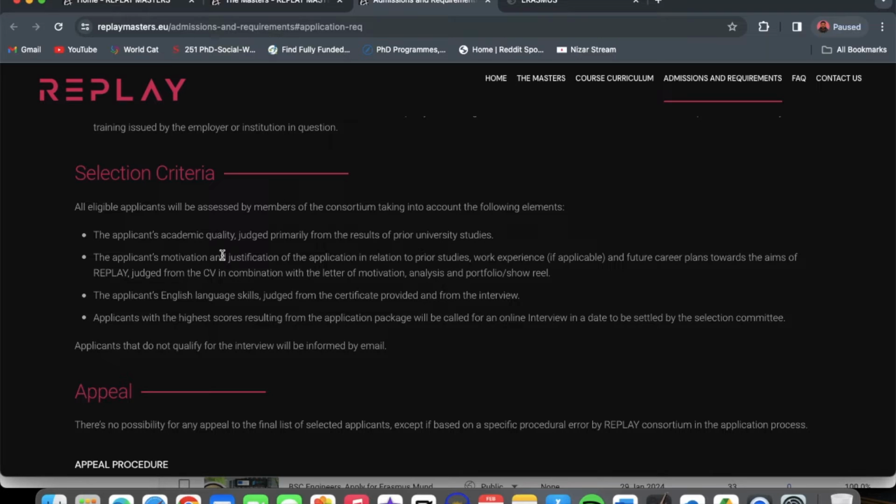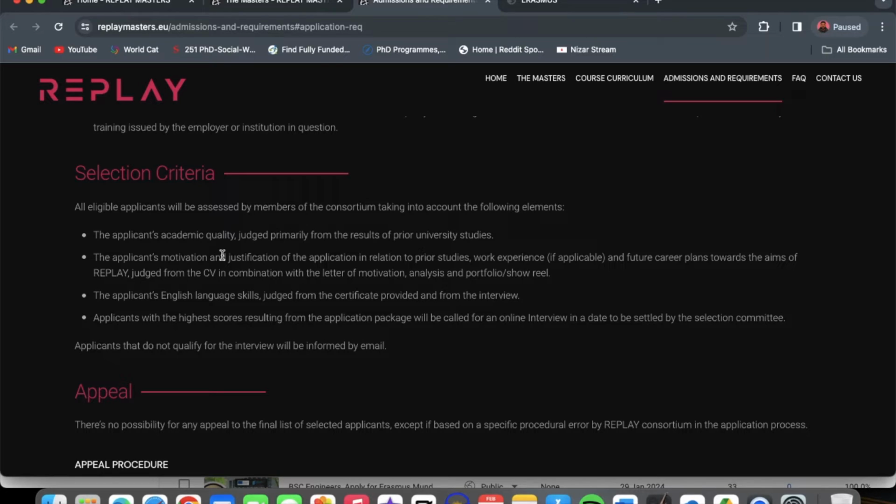The applicant's academic quality judged primarily from the results of prior university studies, the applicant's motivation and justification of the application in relation to prior studies, work experience and future career plans towards the aims of REPLAY, judged from the CV in combination with the letter of motivation, analysis and portfolio or showreel. The applicant's English language skills judged from the certificate provided and from the interview. Okay, so they will be listening to your English speaking ability also during the interview.